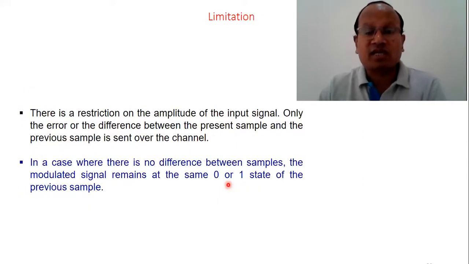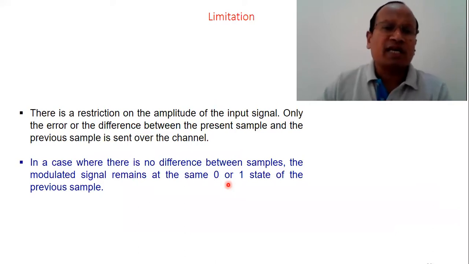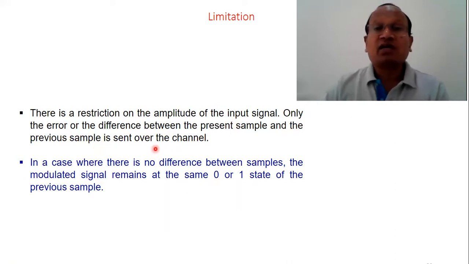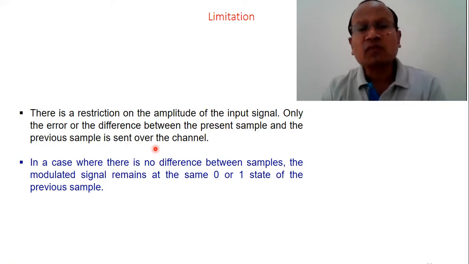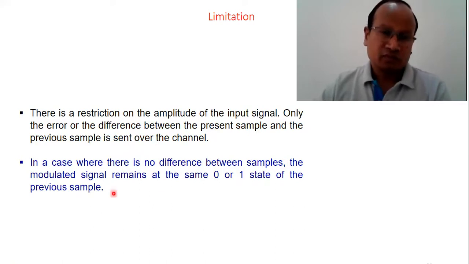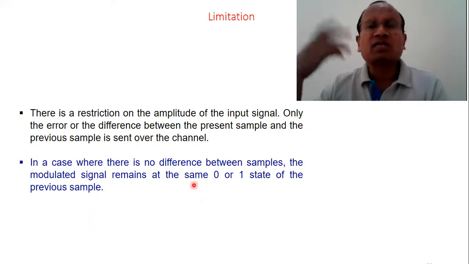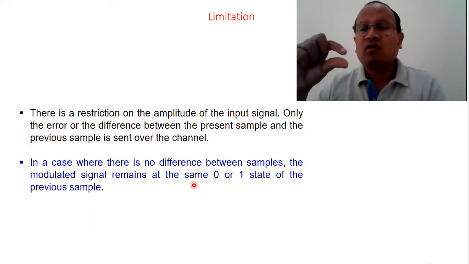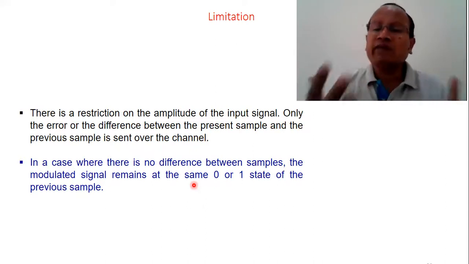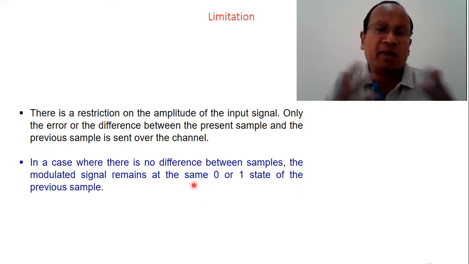That is one advantage. Now the limitation: there is a restriction on the amplitude of the input signal. Only the error, or the difference between the present sample and the previous sample, is sent over the channel, not all the samples as the original samples. In case there is no difference between the samples, the modulated signal remains at the same 0 or same 1, the state of the previous sample. Means what happens in delta modulation, there must be a difference between the two samples. And if the difference is not there, so the same sample is there, it will remain the same bit.